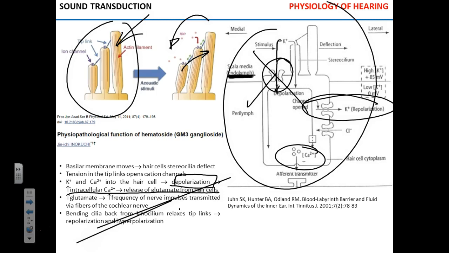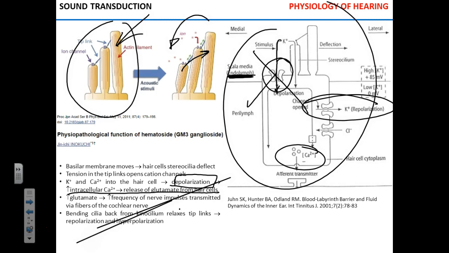You got it? Right? Let's go over it again. Basilar membrane moves. Stereocilia bend. Potassium channels open. Since endolymph is potassium rich, potassium enters the cell. Cell depolarizes. Calcium channels open. Calcium flows into the cell. Leads to the release of neurotransmitter. Once the sound is over and stereocilia bend back, potassium channels close, and the cell repolarizes.